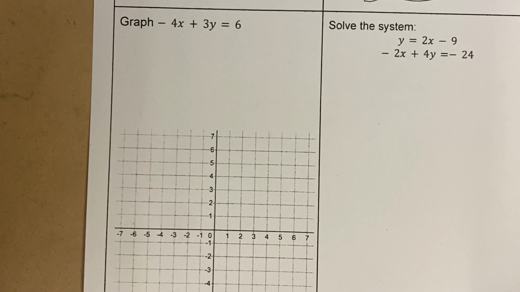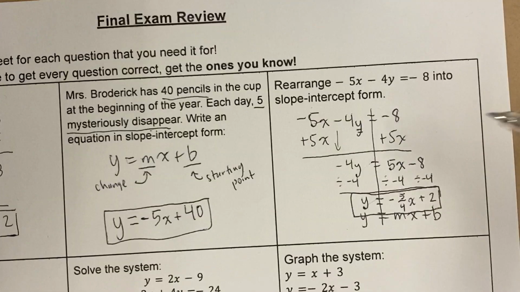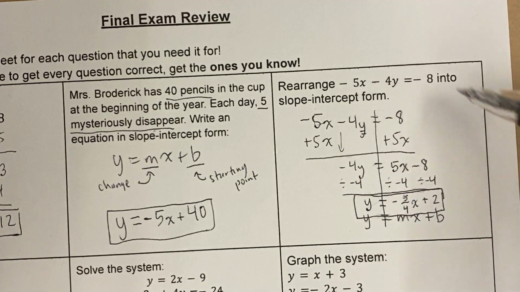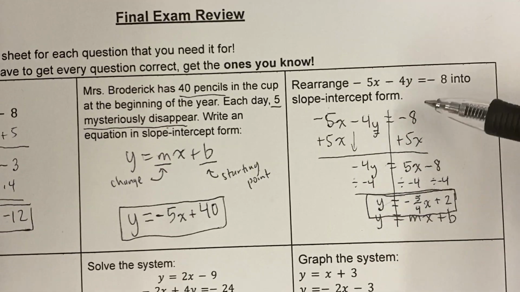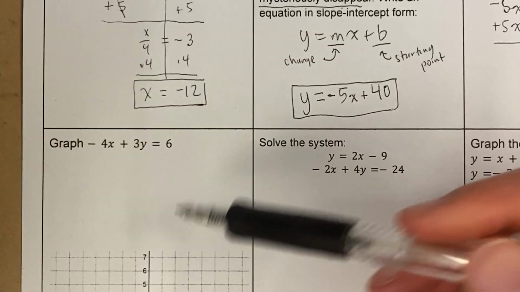Okay, I'm graphing this. I have 2 choices. I can do what I just did right here. Totally fine. Go ahead and try it, right? If you're like, oh yeah, I like that, go ahead and do that, okay?